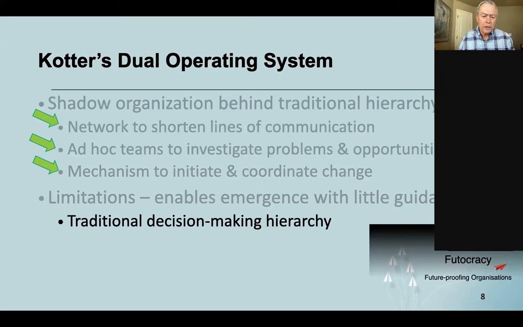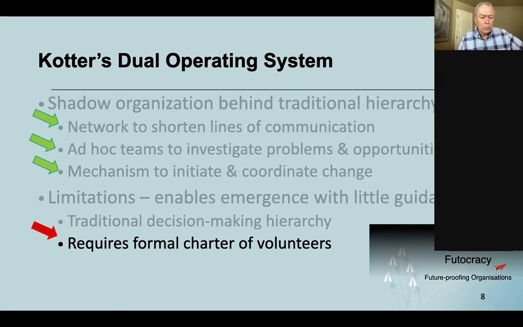For example, the traditional hierarchy remains in place. So while you've got a dual operating system that helps with communication, helps with carrying out change, it still is being done within the traditional hierarchy. It also has a formal charter of volunteers, which I find rather interesting in that you can volunteer and you can initiate the formation of new network structures in the dual system, but it needs some formalization from the hierarchy to really get it chartered for having any authority.